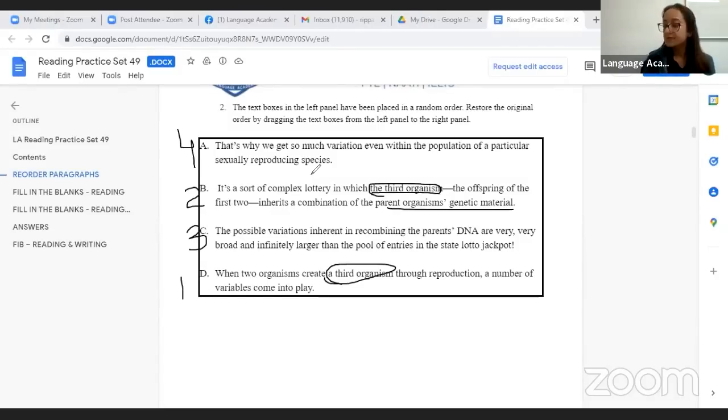So this was the answer. The first one was easy, D and B, based on A and the, simply the article rule. Here we are saying that's why we get. So before we say that's why, we should explain. So that's why. Why are we saying this? Because the possible variations are very broad, and that is why people are not the same. This was the short story.